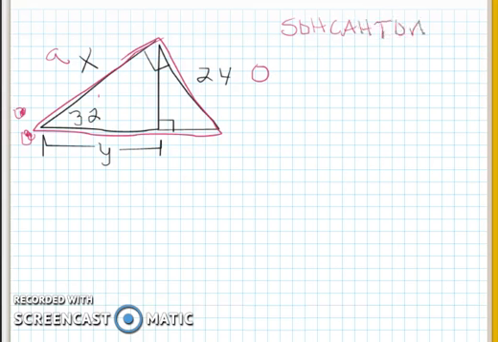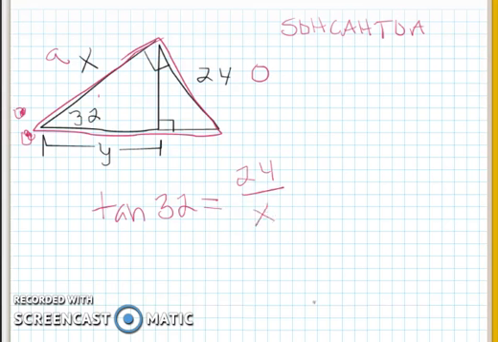Always got to write that. Don't want to mess that up. But we have O and A, so we're going to actually be able to solve for x first by using tangent of 32 degrees equals opposite over adjacent.